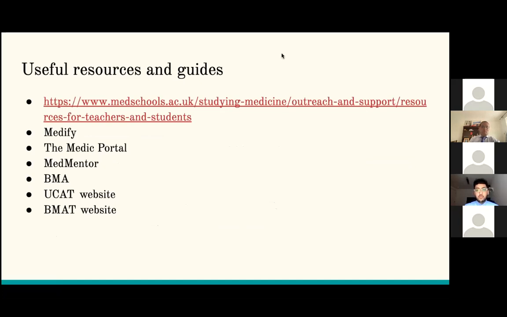I'm sure you have access to these slides, but these are some useful resources and guides. This is from the Medical Schools Council, the first bullet point. As soon as you click on the document, it literally has everything about every single part of the process, and there are information sheets and other links. It's a really good resource. I didn't know about this when I was applying, but I know there's a lot now. There's a lot out there on the internet, so use the internet wisely. Medify is another great resource, as well as Medic Portal, MedMentor, the BMA, British Medical Association, and then obviously the official UCAT and BMAT websites.